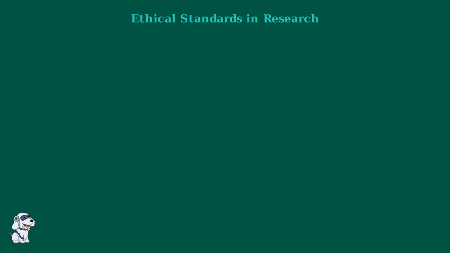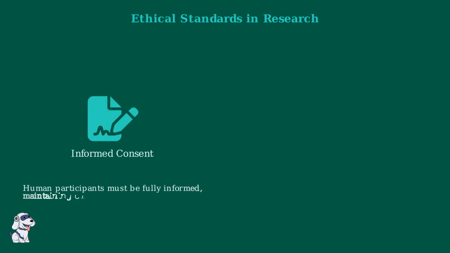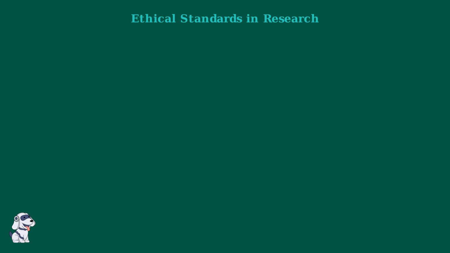Researchers must navigate strict protocols to protect the rights of human participants and ensure the humane treatment of animals. In human research, informed consent is mandatory. Participants must understand all procedures, risks, and benefits. Protecting their rights, confidentiality, and autonomy is non-negotiable.